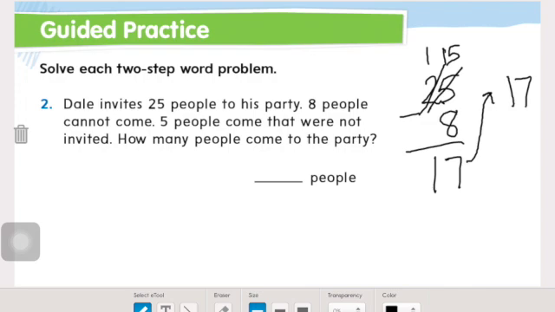Then it says 5 people come that were not invited. How many people come to the party? So it says 5 people come, which means we're going to add. 7 plus 5 is 12. Regroup. 1 plus 1 is 2, which means that 22 people show up to the party.